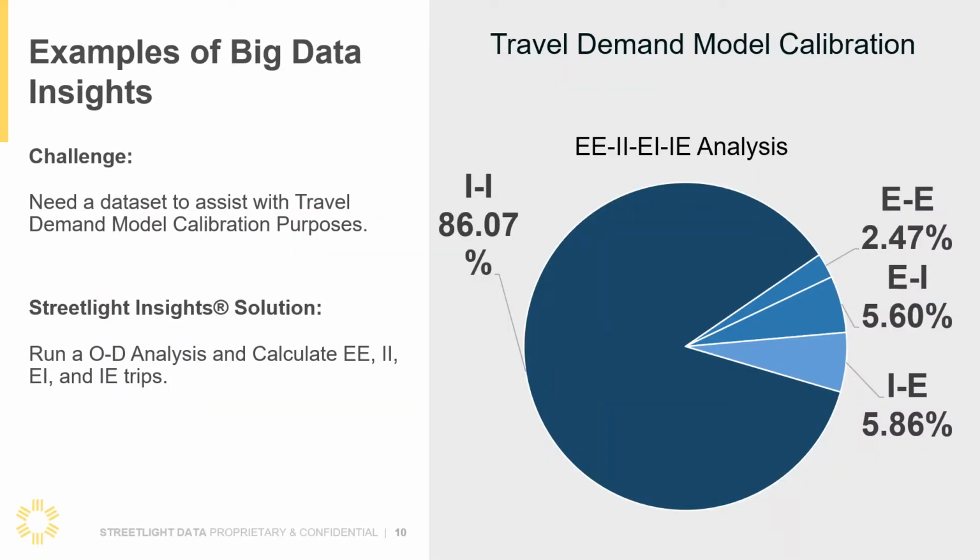So this is important when it comes to travel demand model calibration. As I mentioned at the beginning, we are in the process of updating our travel model, and we really didn't have a good data set for the results that we're getting here. And so StreetLight was able to provide that. The results show that about 86% of trips start in Dane County and end in Dane County. Those are II trips. About 2.5% of trips are external trips, and the rest are internal-external and external-internal trips. Those are about 5.6% and 5.86%. So very good data for our consultant who's currently working on updating our travel model in terms of calibrating it. Next.